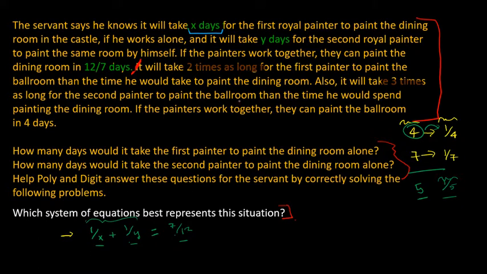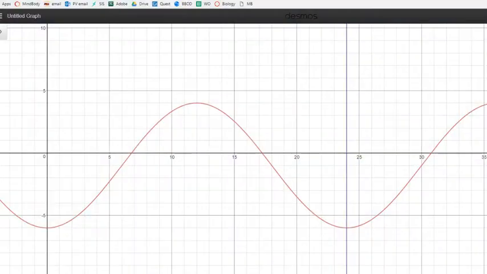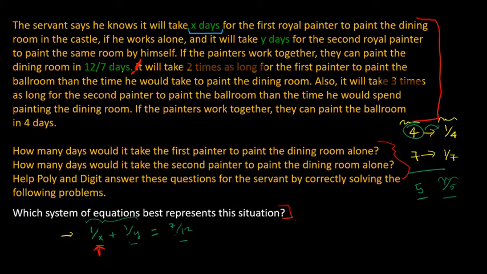So it will take him 2 times as long. If this is what I use to represent how long it would take the painter to do his portion of the job, 1 over x, what's twice as long as that? Not twice as fast, twice as long. Well, as you can probably guess, there's going to be a 2 involved, but what am I going to do with that 2? It's going to be in the denominator. It's going to be 1 over 2x. This is how I denote it's going to take me 2 times as long to do something.